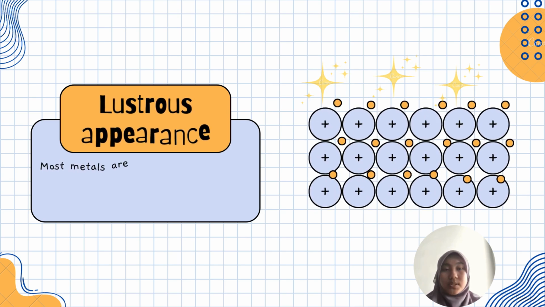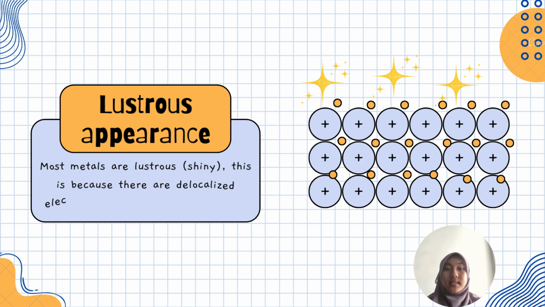This picture shows the lustrous appearance of metals. Most metals are shiny, and this property is called luster. Metals look shiny because they have delocalized electrons on their surface. These electrons can move freely and reflect light when it hits the metal. The reflection is what makes metals appear bright and shiny, which is why metals are often used in jewelry and decorative items.